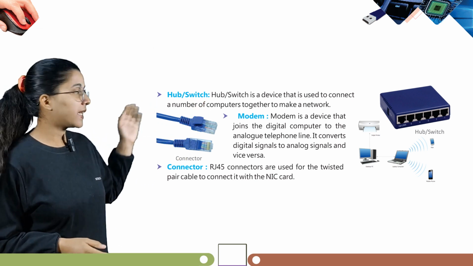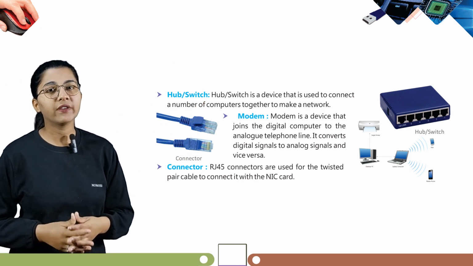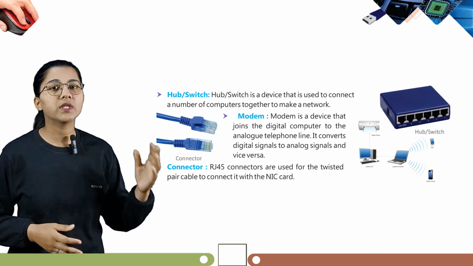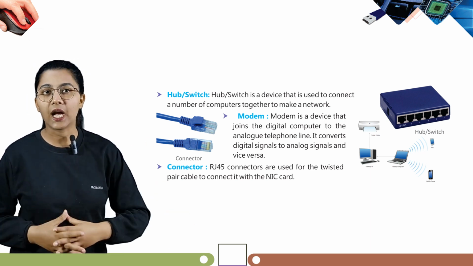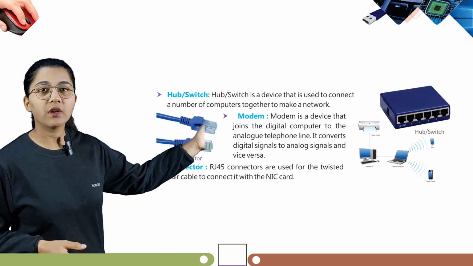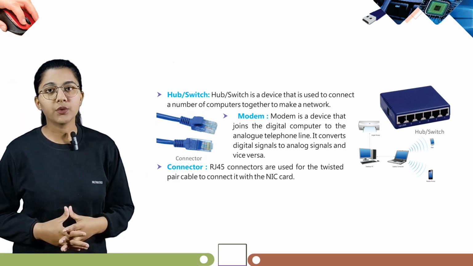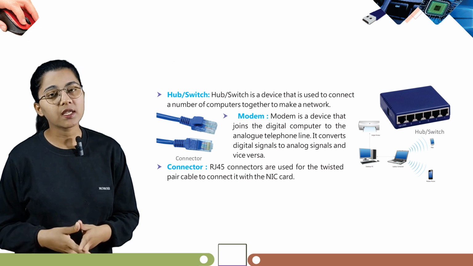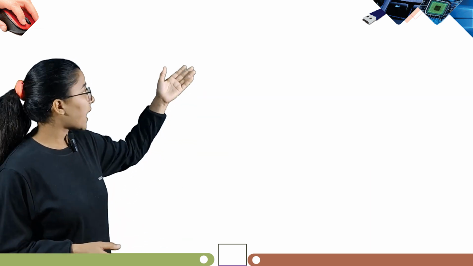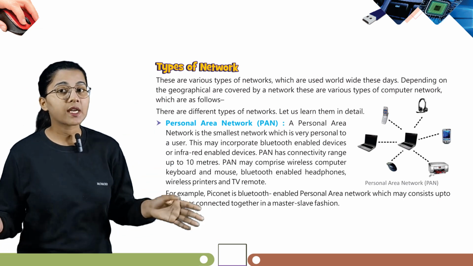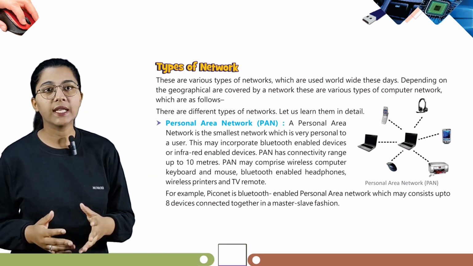Now we have connector. So RJ45 connectors are used for the twisted pair cable to connect it with the NIC card. Here you can see the picture of a connector. So students, these are the components or parts of a network. Now we are going to learn about types of network. There are many types of network. What are they? Let's learn.